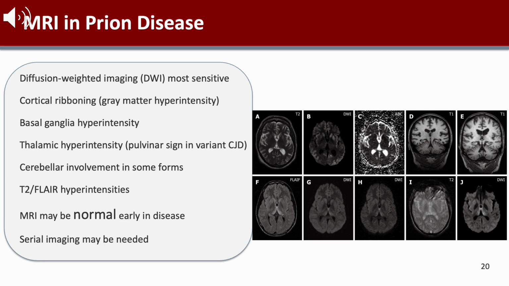T2 and FLAIR sequences may show hyperintensities in affected regions. It is important to note that MRI may be normal early in the disease course, and serial imaging may be necessary to detect characteristic changes. The combination of clinical features, EEG findings, and MRI abnormalities significantly increases the diagnostic confidence.